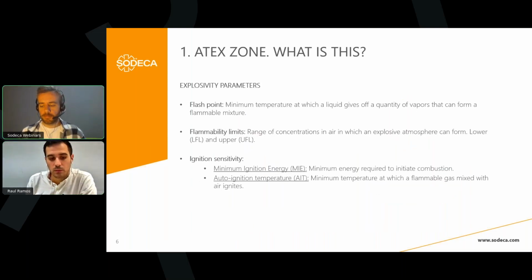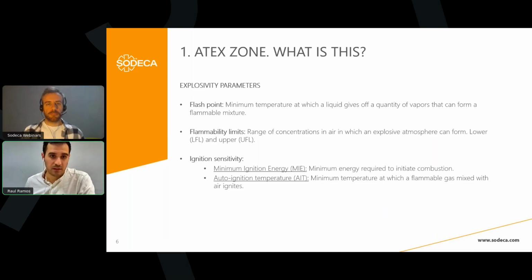We also should know about the different parameters of explosivity of compounds. The first one is the flash point, which is the minimum temperature at which a liquid gives off a quantity of vapors that can form a flammable mixture. Then we have the flammability limits, which are the range of concentrations in the air in which we can form an explosive atmosphere. And they have 2 different limits, the lower limit and the upper limit.